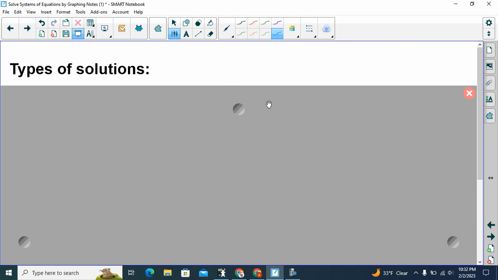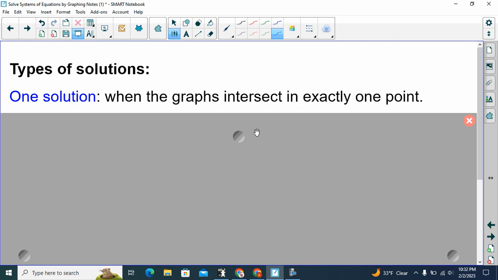The different types of solutions that we could possibly have, most often we just have that one solution. The 2 lines intersect each other at exactly 1 point. So I graph 2 lines, they cross each other once. I just have that one solution. I state what that solution is.